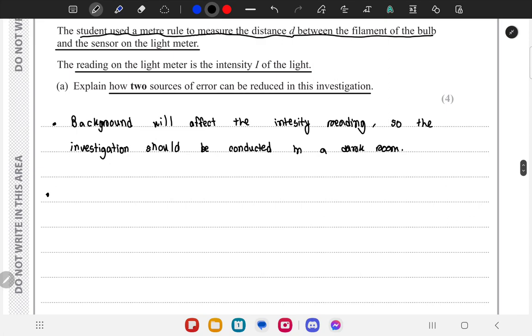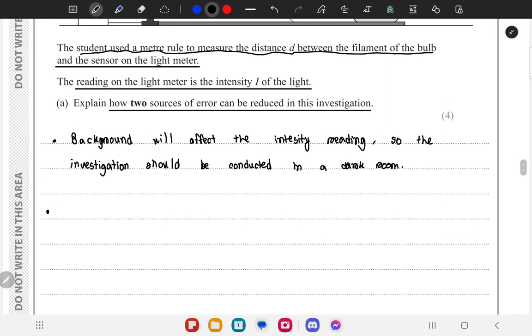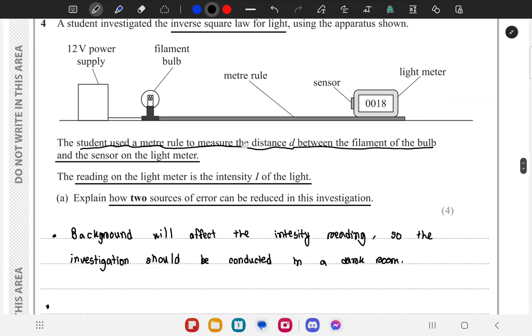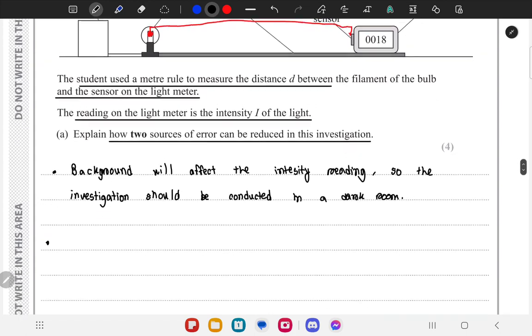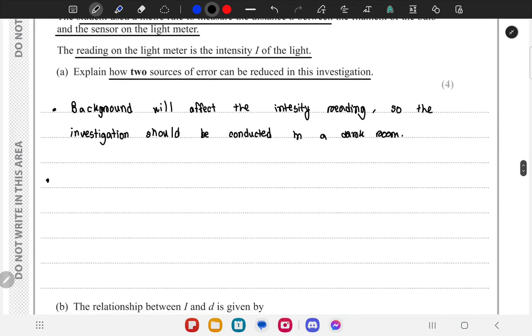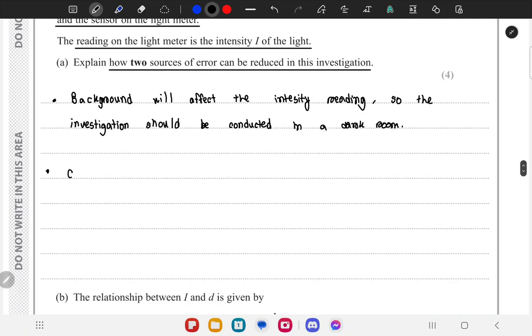Another point would be parallax error when measuring the distance d, or there's another error here. We are told that they're measuring the distance from the center of the filament bulb to the light sensor. However, there's no way to accurately measure where the center of the filament bulb is because it's inside a glass shell. We can write either one of them.